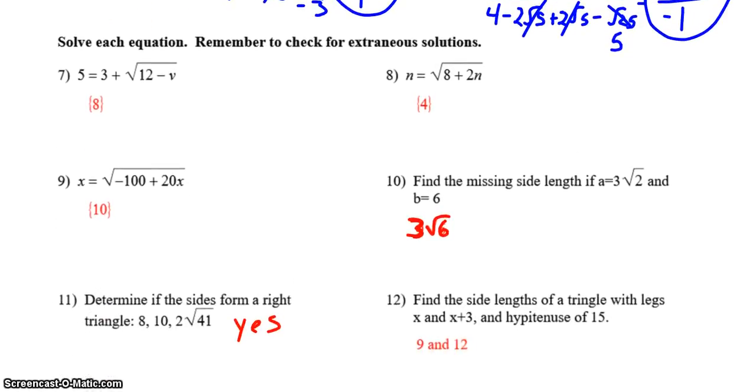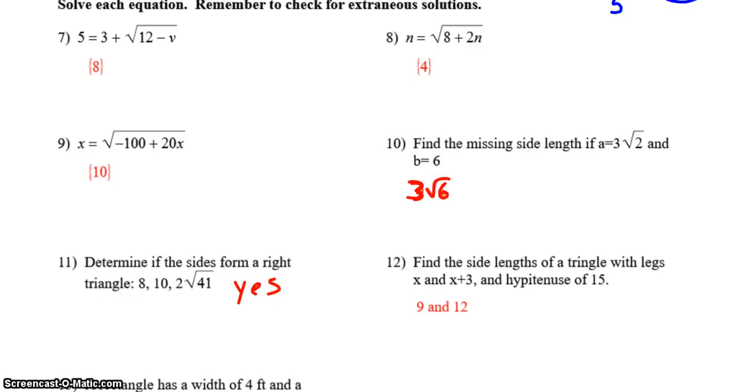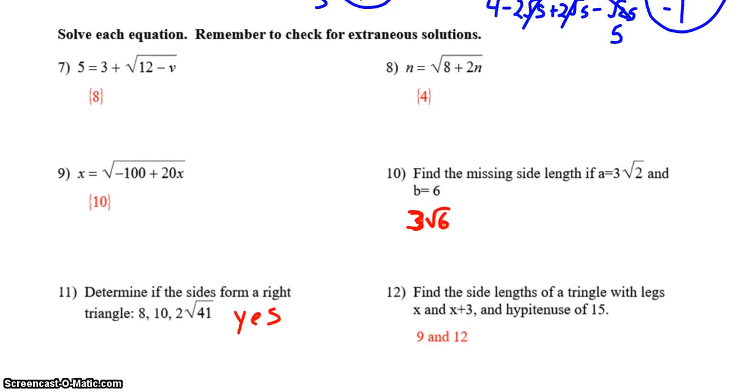Now, in 7, 8, and 9, our goal is to solve these equations. Now remember, in radical equations, you can have an extraneous solution even if you do everything right. So you must check your answers to make sure that they work in the original problem. Now, the first step in all these is to get the radical by itself.